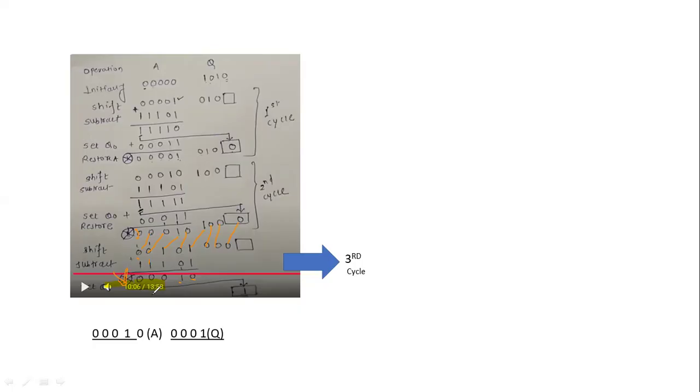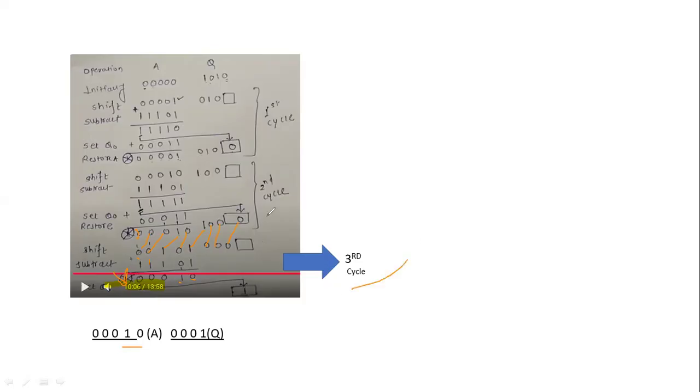Now what answer do we get in the third step here? That is 0001 0, that is the accumulated value. And this becomes 0001, that is the 1 which you call the quotient value. And remember, again we are going to set the Q0 value. Moreover, the accumulated value is 0, so we set the Q0 value as 1, and there is no need to restore here.